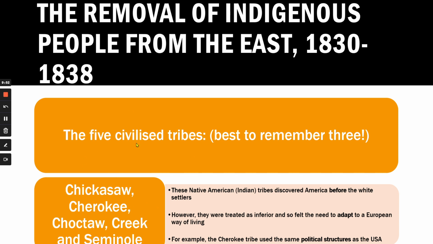They're called civilized tribes because those were the tribes that tried to adopt a white American way of living. They discovered America before white settlers, so they were the first ones there. But however, they were treated as inferior unjustly, so they felt the need to adapt to a European way of living once the white settlers came and disturbed their peace.